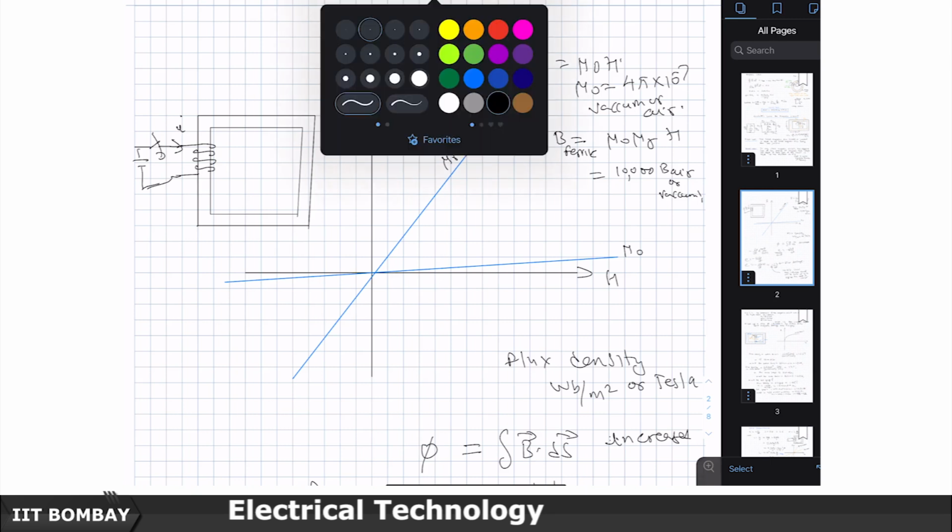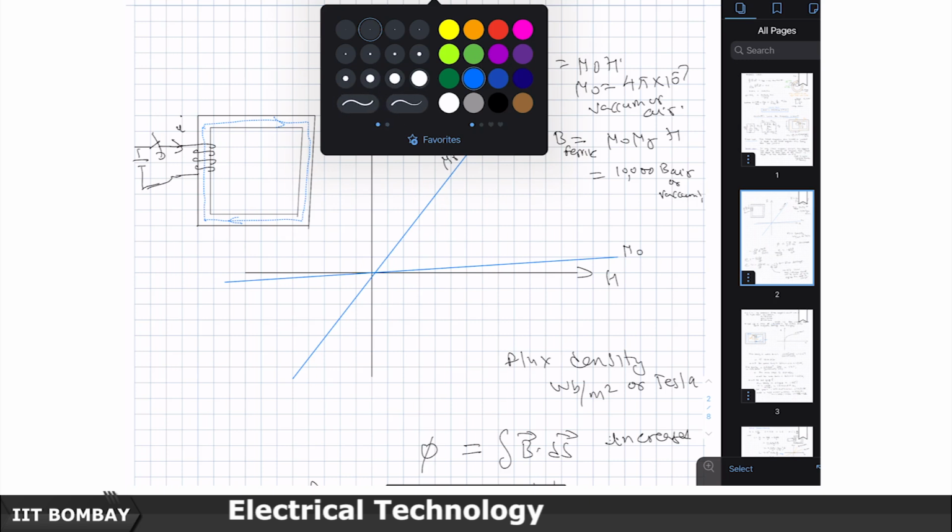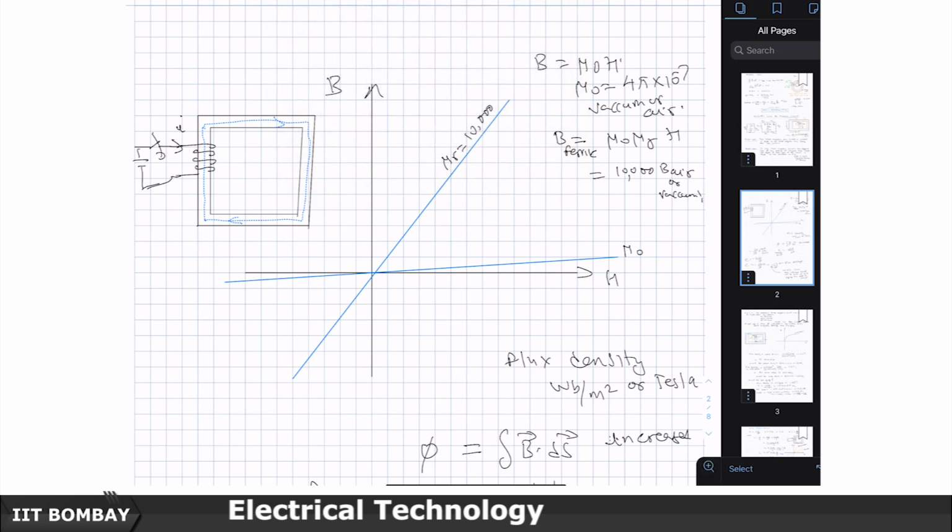So, I am going to set up a flux path which is going to be magnetic flux lines, which are going to look like the ones the way I have shown it here now, and this is the iron core. So, the voltage source is plus and minus, this is the plus and minus.